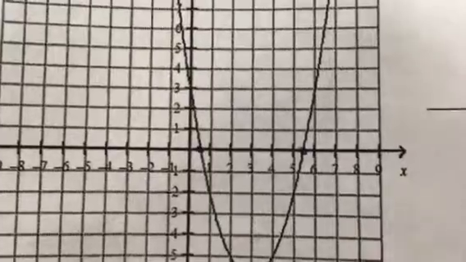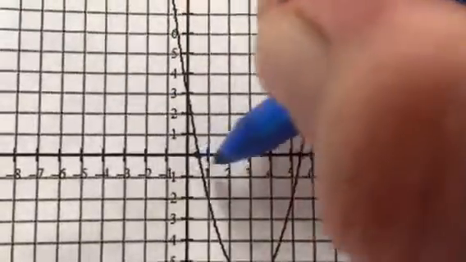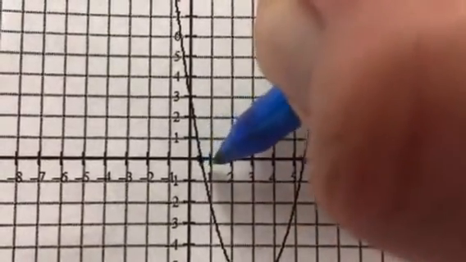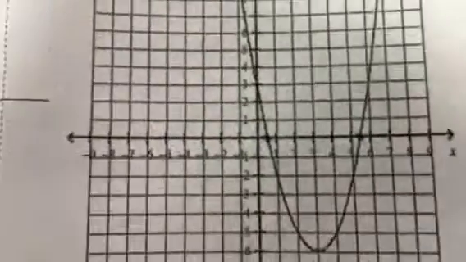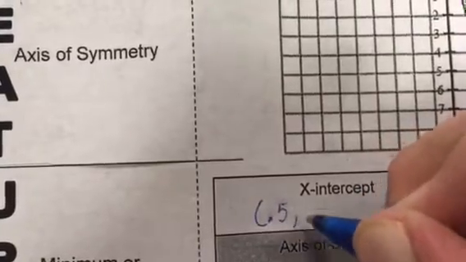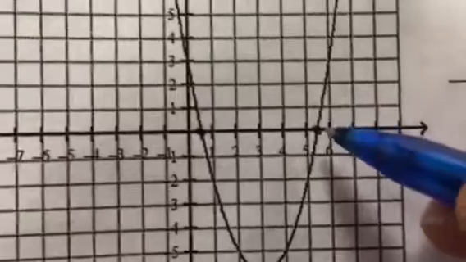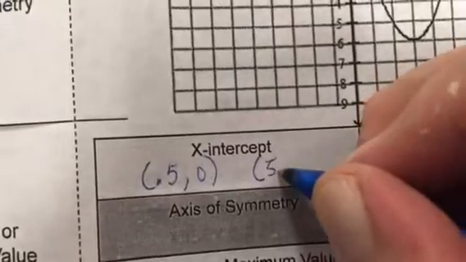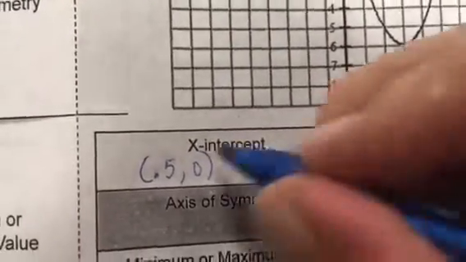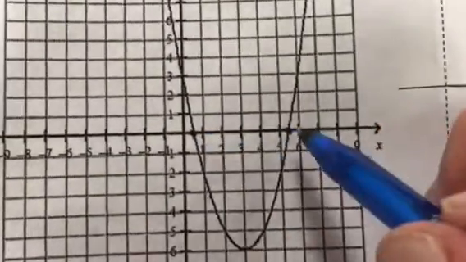So the x-intercepts are points. Points have ordered pairs, so there's going to be an x and a y value. So this one, the x value is between 0 and +1, so that's going to be +1/2 or +0.5. So when I write it out, 0.5. And then the y number is always 0 at the x-intercept because it's on the x-axis, and that y number is 0. And then for the other point, it's between 5 and 6, so we're going to call that 5.5 and 0. These are the x-intercepts of this particular graph. There's two of them because the graph touches the x-axis in two different spots.